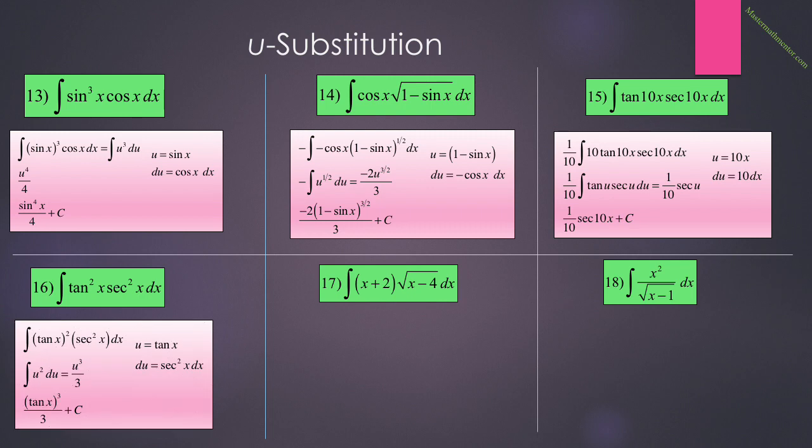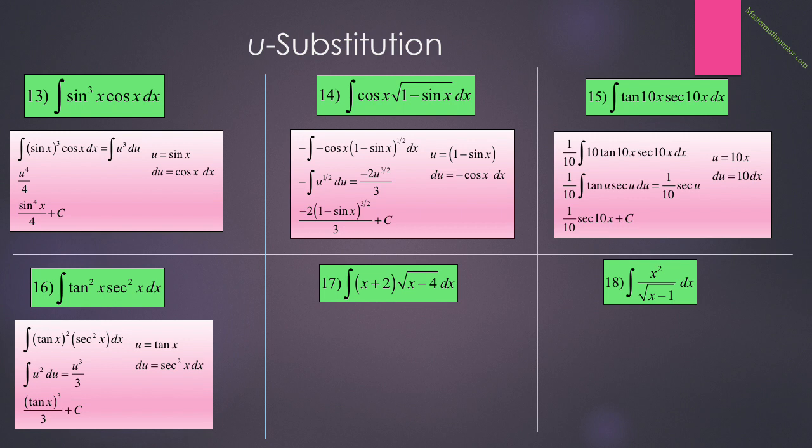Number 16 reads the integral of tangent squared of x, secant squared of x, dx. It looks similar to 15 in that there's a tangent and a secant. But this is different. We will rewrite the problem as tangent of x squared, secant squared of x, dx. So if u is tangent of x, du is secant squared of x dx, which we have in the problem. So no work needs to be done to change this to u's.